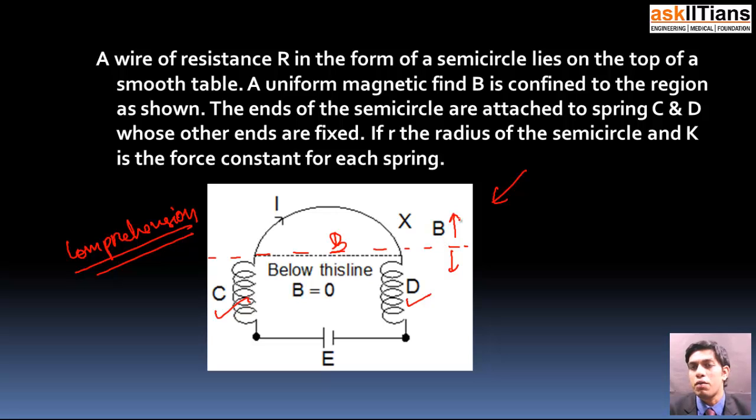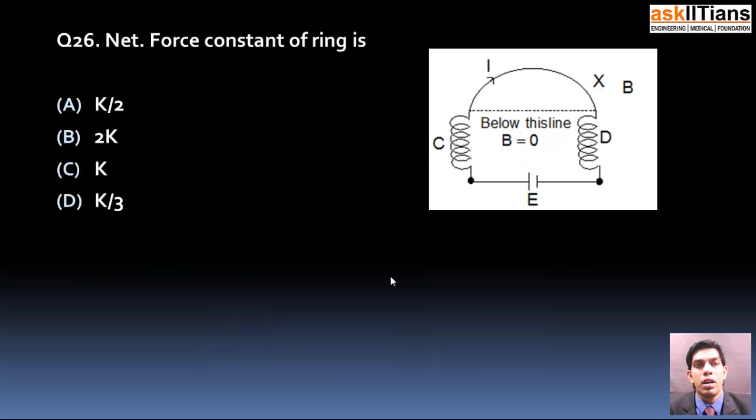R is the radius of the semicircle and K is the force constant of each spring. So this is the total setup, that is, this is R, the magnetic field is confined in this space, this is the spring, and this is the power source with EMF E. Based on this, I will be asked a set of questions. So let's try out the set of questions regarding this comprehension. It's given, you need to find out the net force constant of the spring.